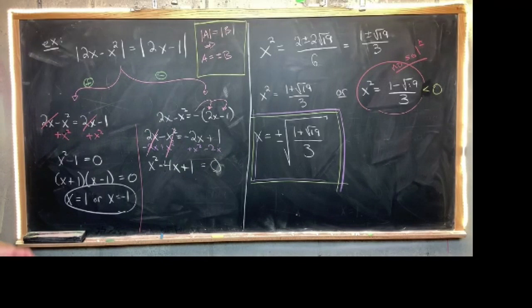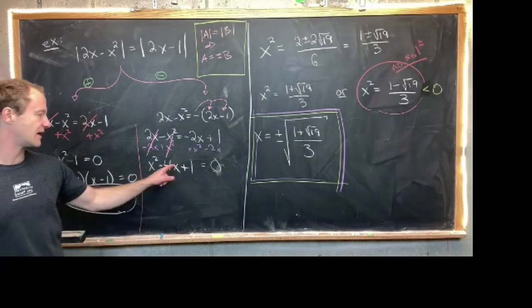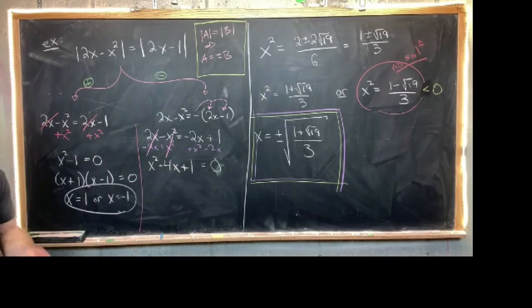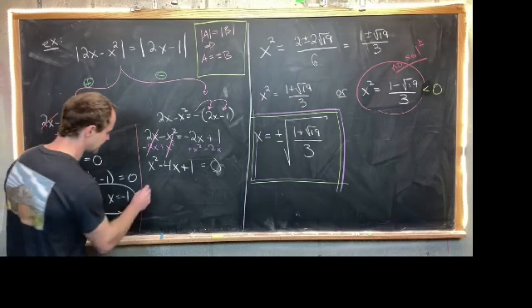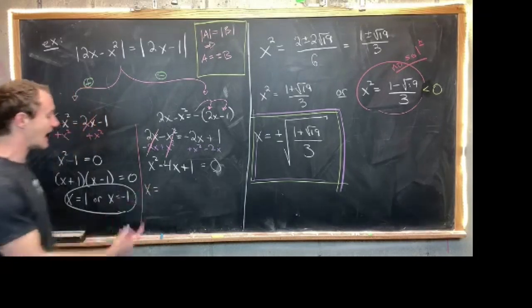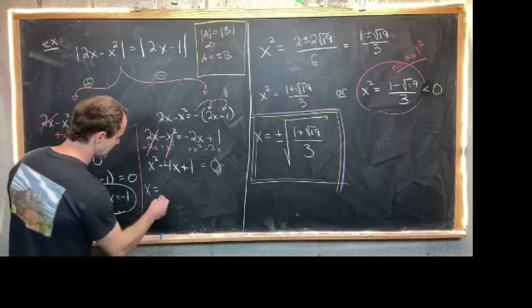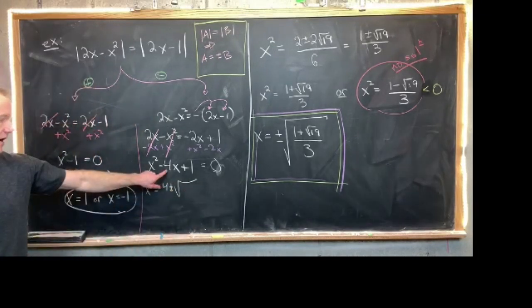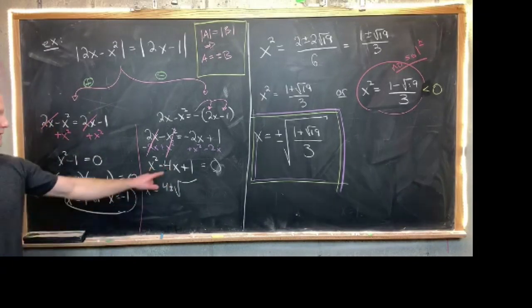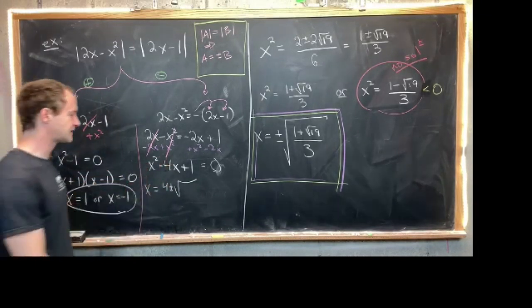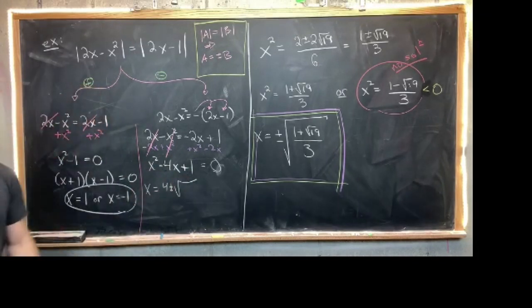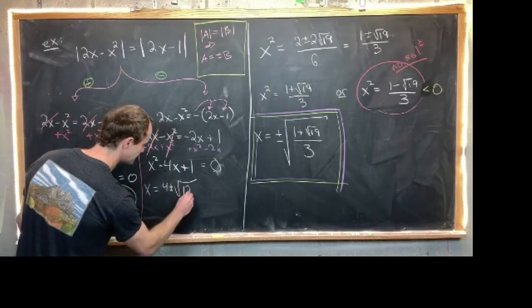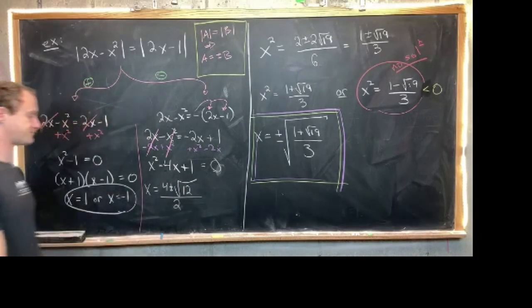Now you might try to factor this, so you'd want to look for two numbers that multiply to 1 and add to negative 4, but that's not going to work. So you probably want to use the quadratic formula. So that means x equals negative b, so that's going to be 4, plus or minus the square root of b squared minus 4ac. So b squared is 16 minus 4ac, so that's going to be 16 minus 4, which is 12, all over 2. Great.